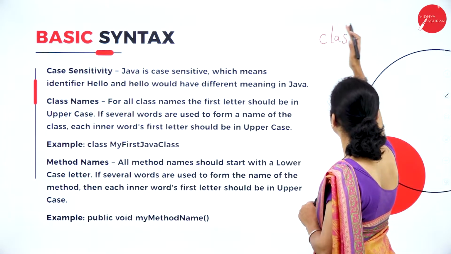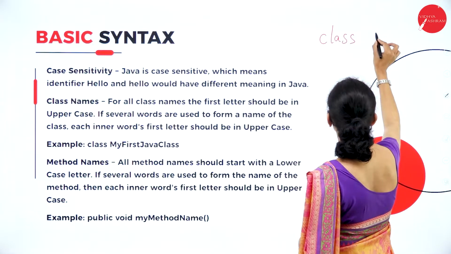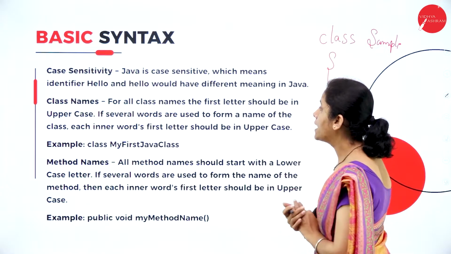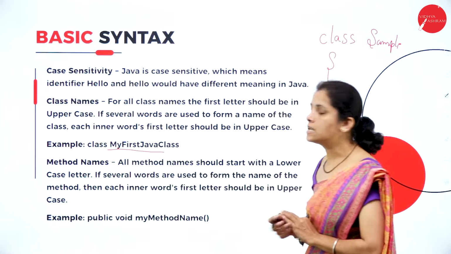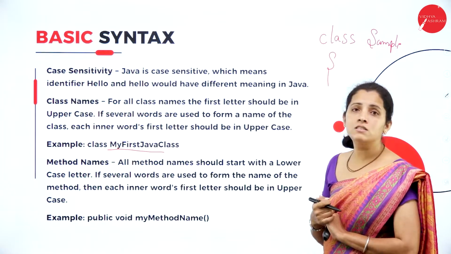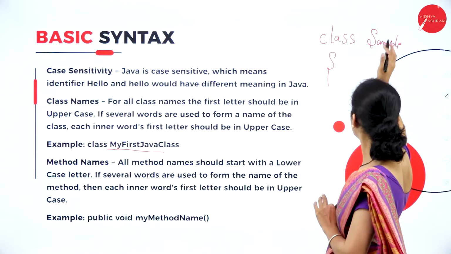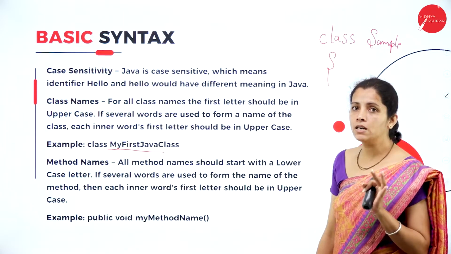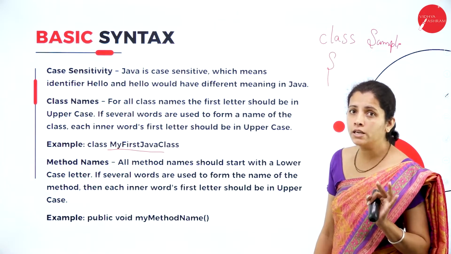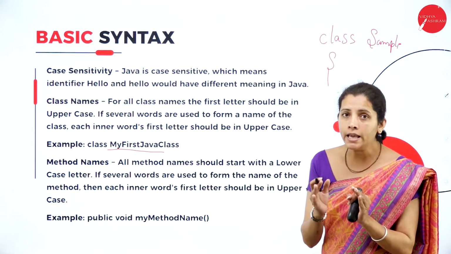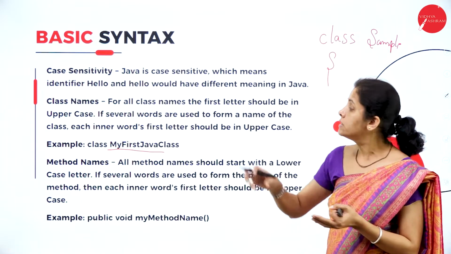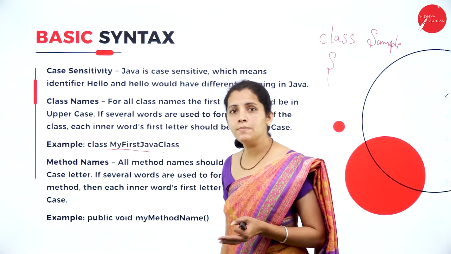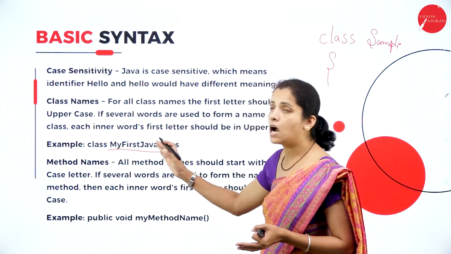So what is my example? I'm going to create a class, and the class name is Sample class, or I can consider the class name as MyFirstJavaClass. So what is my class name here? That is MyFirstJavaClass. So dear student, please make a note here that whatever file name I'm going to specify must be the same as my class name.